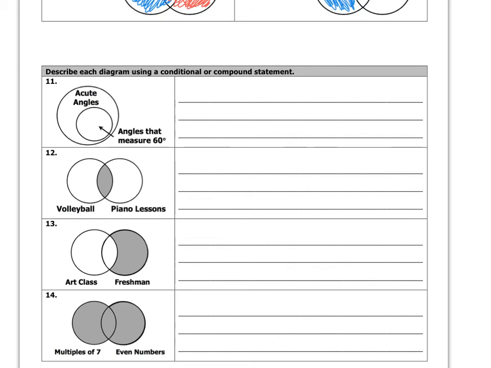If we want to turn that into a conditional statement, we need our if and thens. So we can say if an angle measures 60 degrees, then it is an acute angle. Remember, an always diagram, if this is P and this is Q, means that P implies Q, so that's where I'm getting that statement from. If an angle measures 60 degrees, then it is an acute angle.